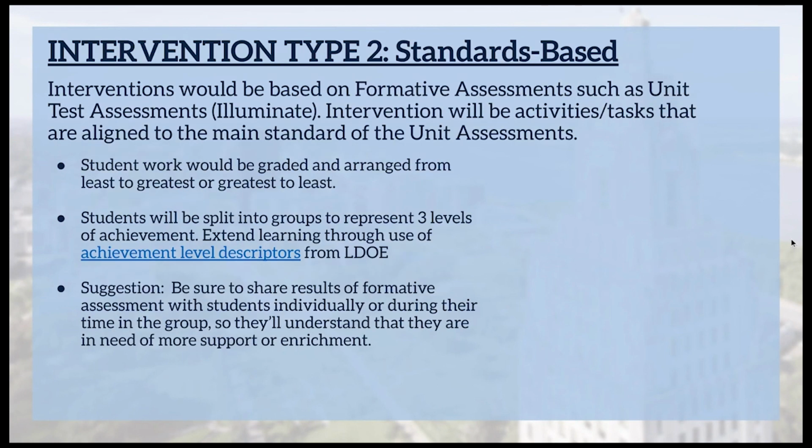So intervention type 2 is standard based. So again, you're going to grade the student work and arrange it from least to greatest, and then represent the three levels of achievement again. Extend their learning through the use of the achievement level descriptor. So what does mastery level look like? What does basic look like? What does advanced look like? What are they missing to get to that next achievement level?